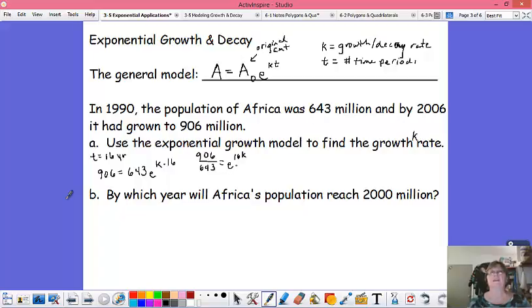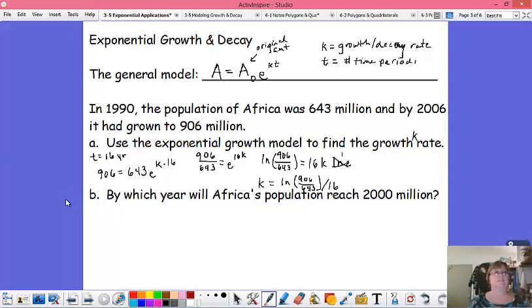And once we're here, we know the next step, because we just did this a minute ago, is to take the natural log of both sides. So we're taking the natural log of 906 over 643, which will equal, you bring the exponent out front using the power rule, 16k times the natural log of e, which we already know to be 1. Now to solve our problem, k will equal the natural log that we had, 906 over 643, divided by 16 in this case.